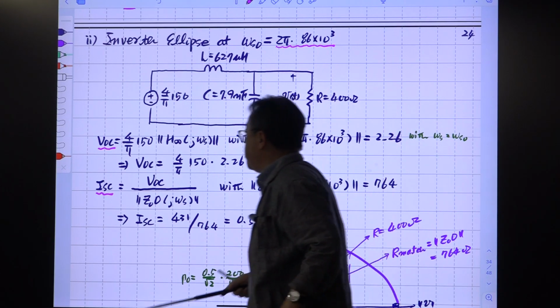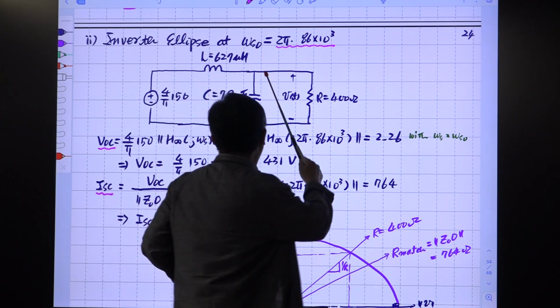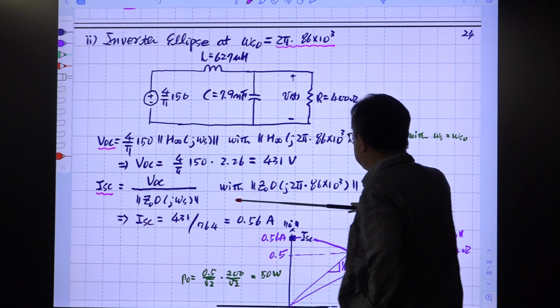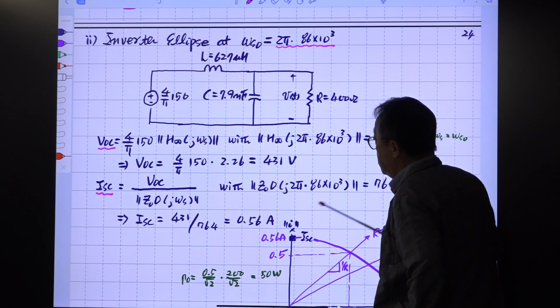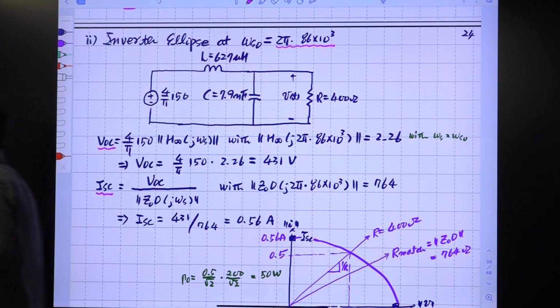The short circuit current is given by V open circuit divided by this. This is the output impedance with the input port shorted. So that is simply the parallel combination of this and this at the switching frequency. You evaluate this, then you have this number. Then this short circuit current is given by this.